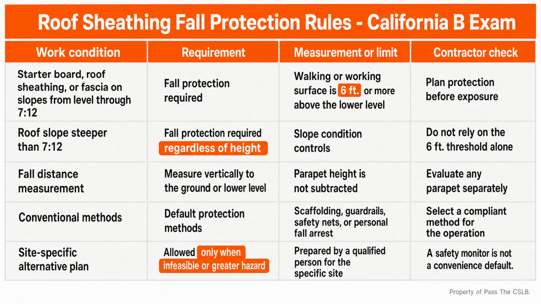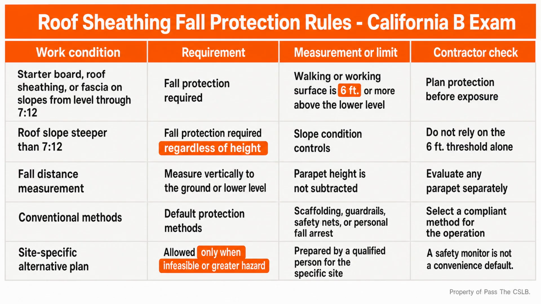On slopes steeper than 7 units of rise and 12 units of run, employees must be protected, regardless of height. Fall distance is measured vertically from the employee's walking or working surface to the ground or level below. A parapet does not get subtracted from that vertical distance. A compliant guardrail condition may provide protection, but the parapet does not rewrite the measurement.